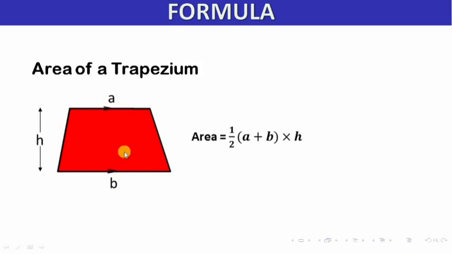Now, if the lengths of the parallel sides are A and B respectively, that means from here to here is A and from here to here is B, and let's say the distance between these two parallel sides is H. H stands for height. So height is nothing but the distance between the parallel sides. Then the area of this trapezium is given by half into (A plus B) into H. So this is the formula for calculating the area of a trapezium. You may pause the video and note down the diagram and the formula.